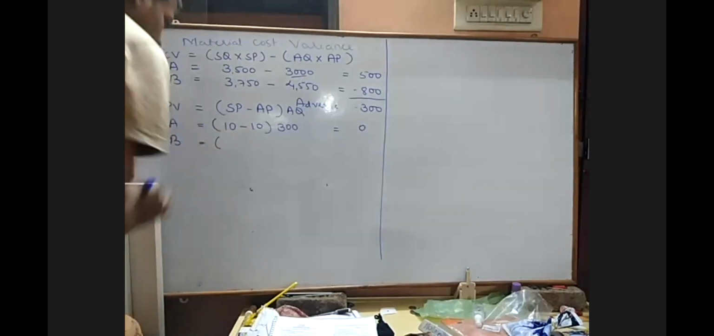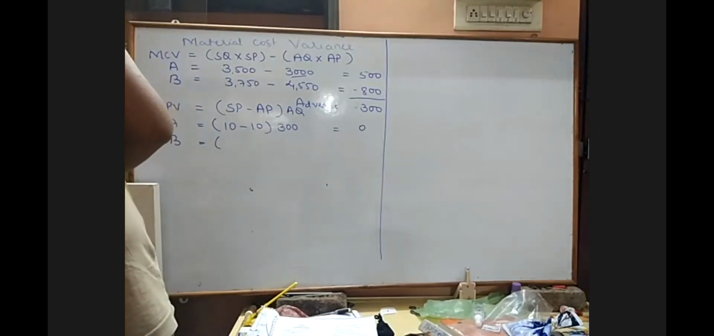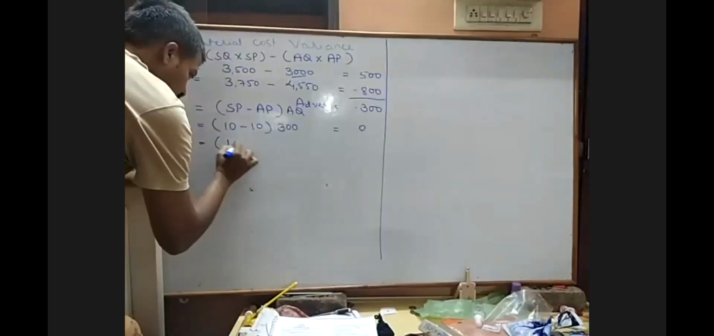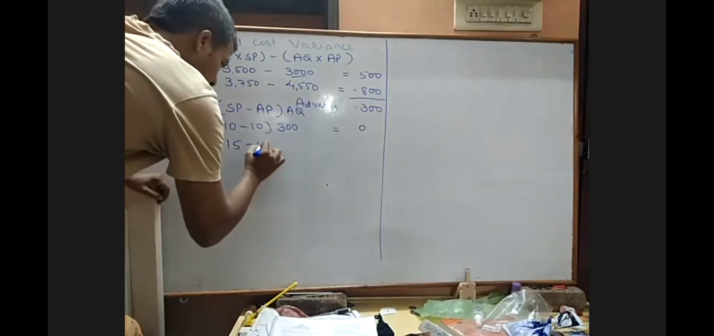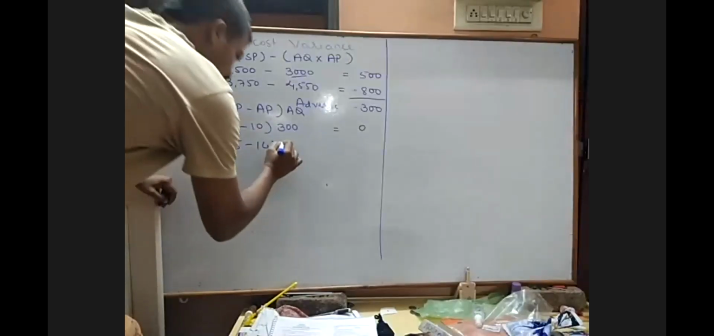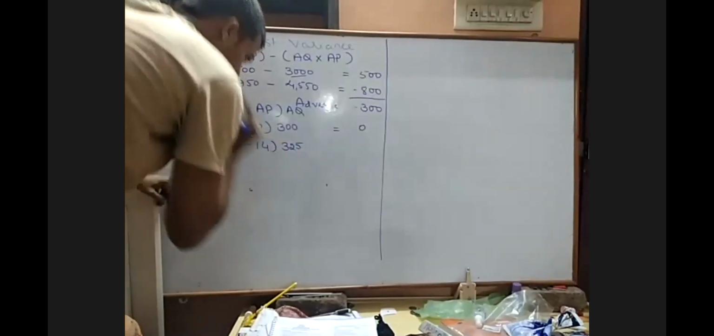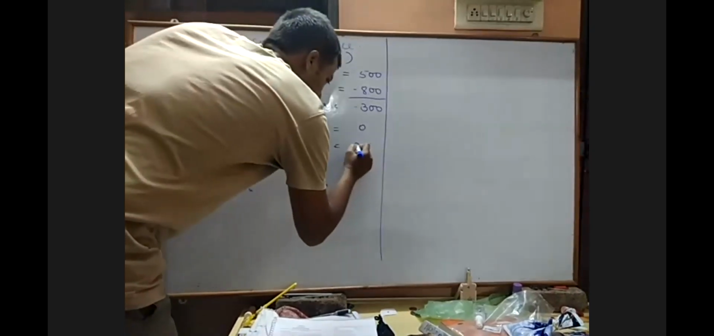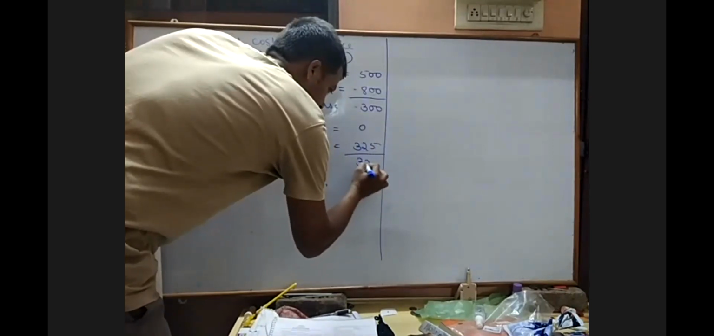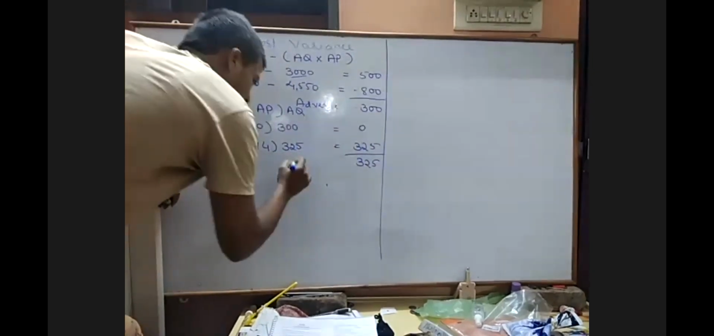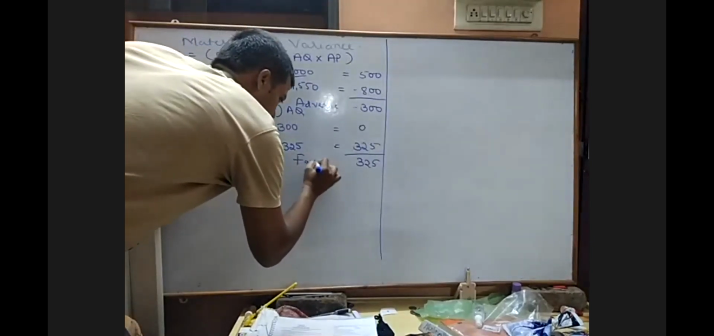Next, when it comes to B, the standard price is 15 and actual price is 14, and actual quantity is 325. Then the result will also be 325, as the above is 0, and this is favorable.